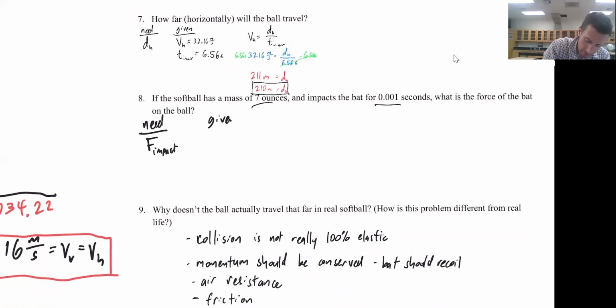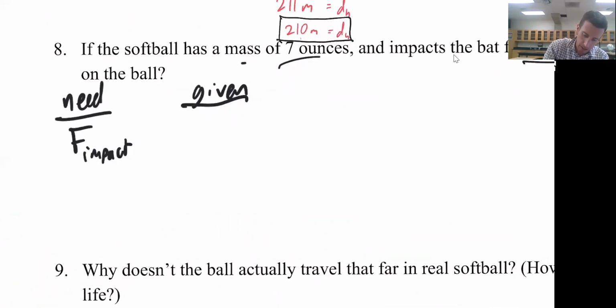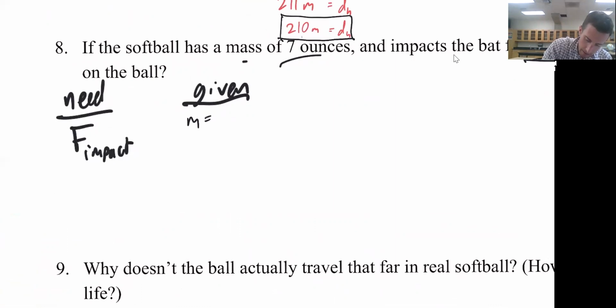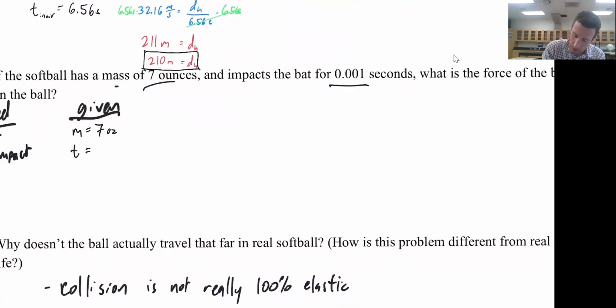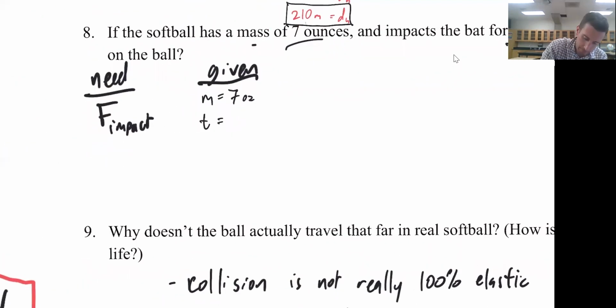I am given a mass of 7 ounces. I am given a time of 0.001 seconds. That's the time of impact. And then I have a bunch of information about velocities and all that stuff. Okay, so my force of impact.